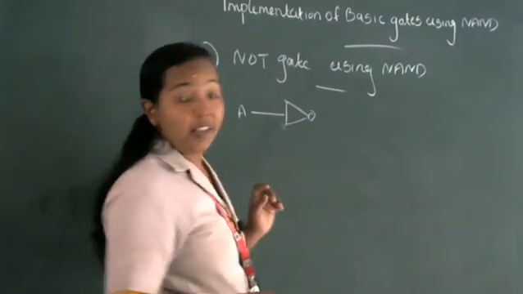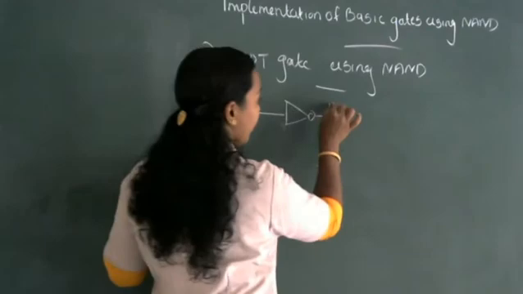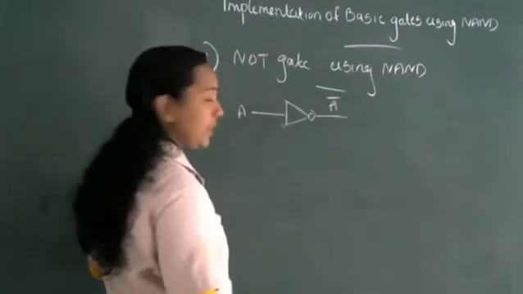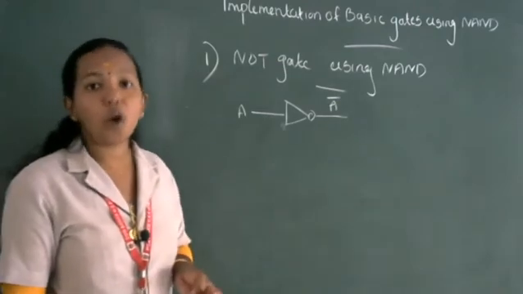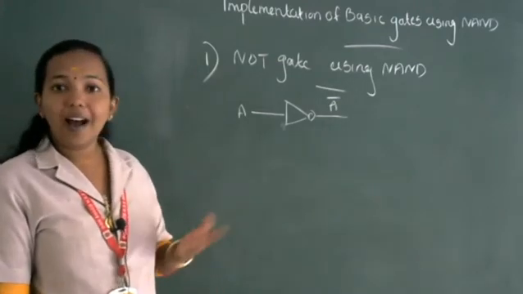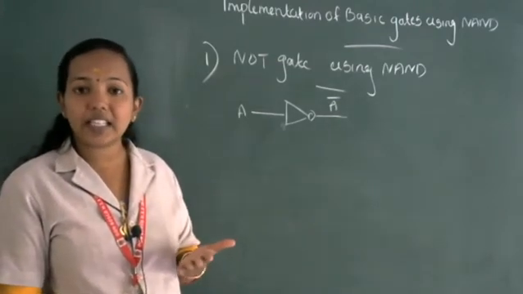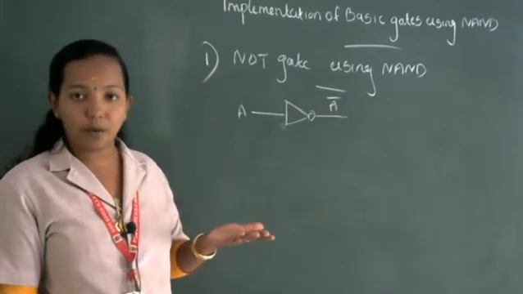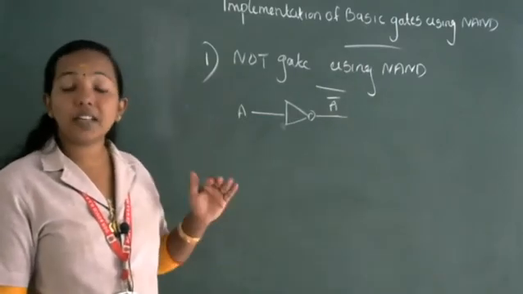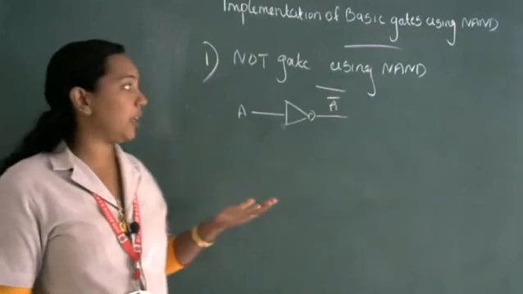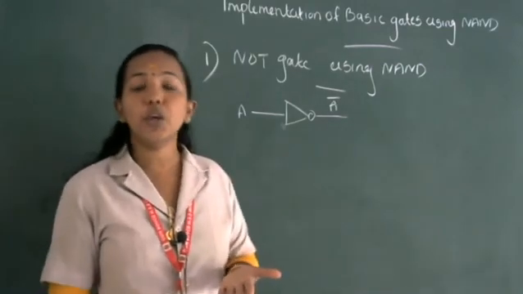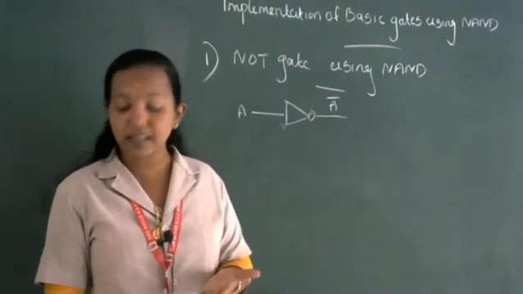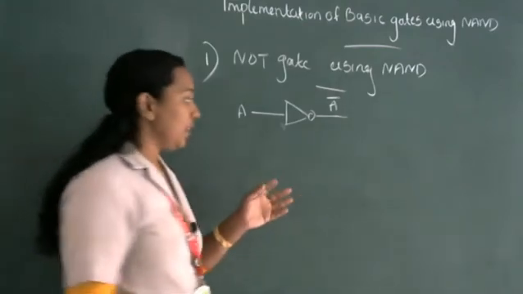After a NOT gate, we get its complement. After the NAND gate, what are we getting? A dot B all complement, but I am going to convert that A dot B all complement into A complement. How do we get A complement using NAND gate? That is our first topic.